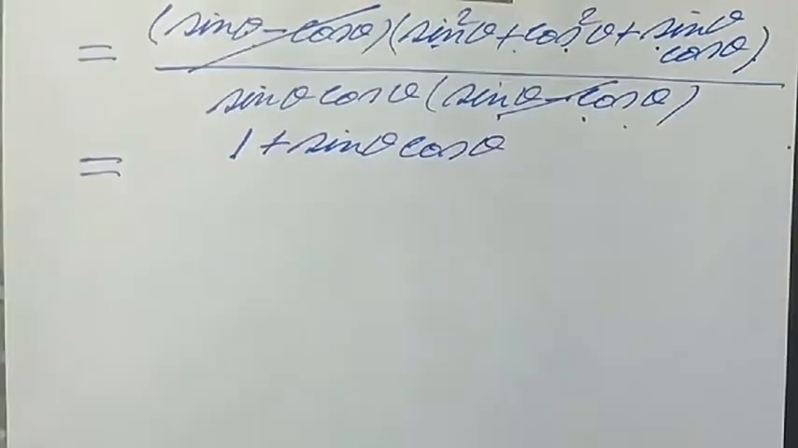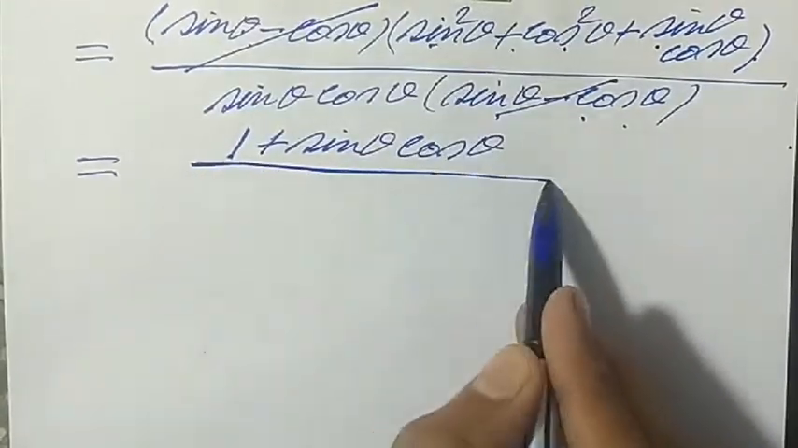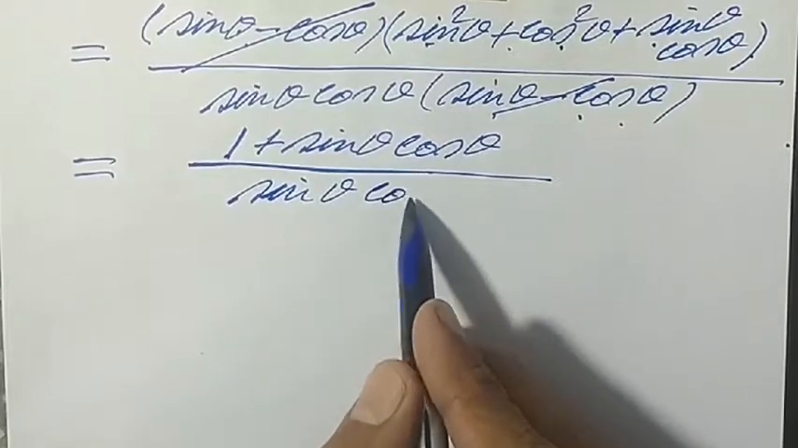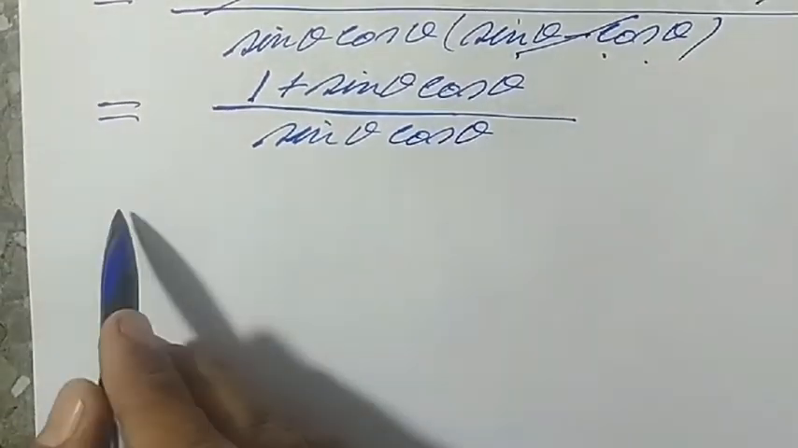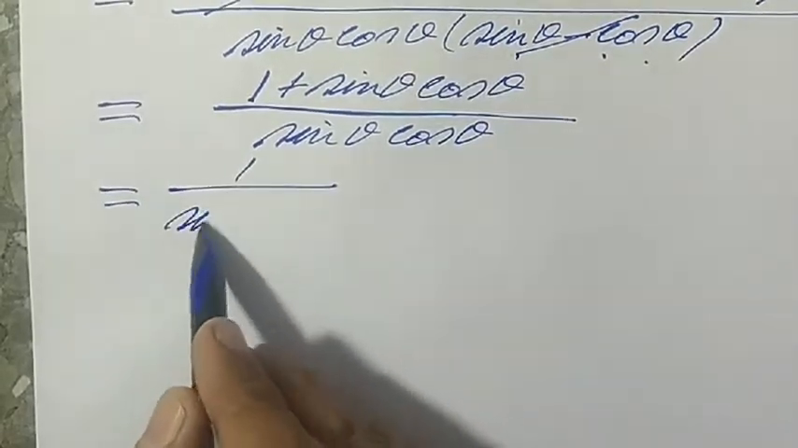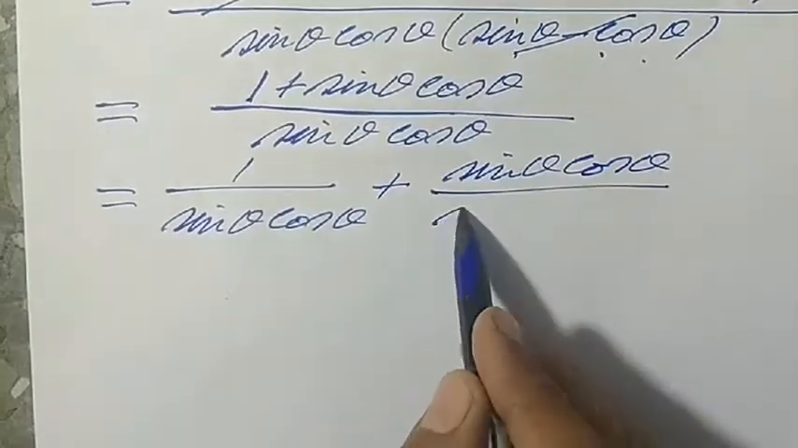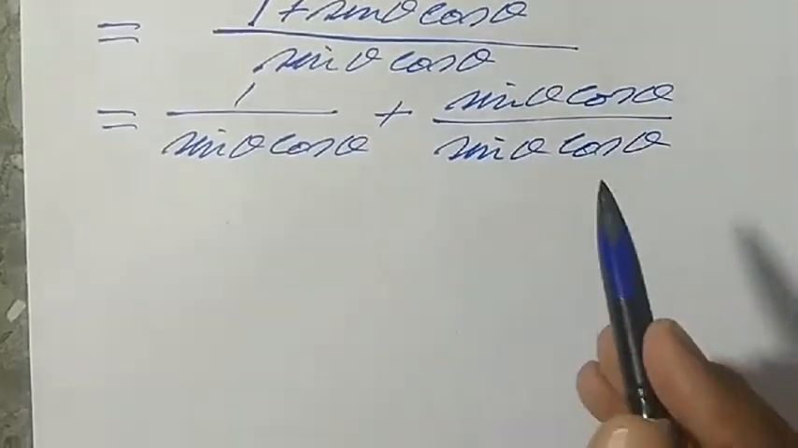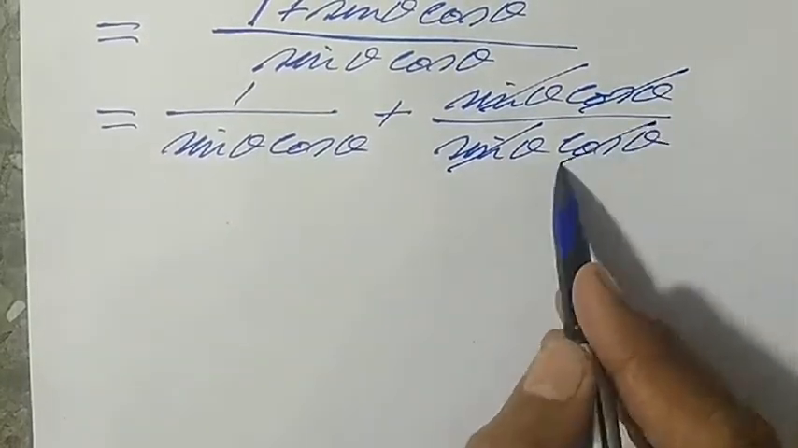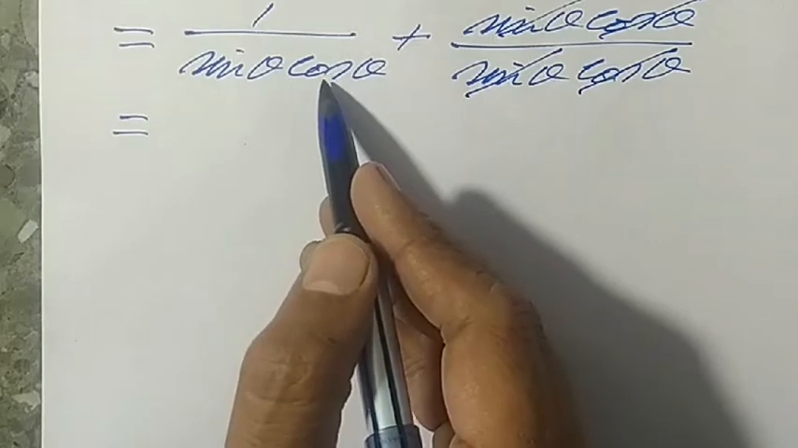So simply in the numerator we have 1 plus sine theta into cos theta, and in the denominator we have sine theta into cos theta. Now we may split these terms, so the sine theta will be cancelled by sine theta, and cos theta will be cancelled by cos theta in this term, and the reciprocal of sine is cosec and the reciprocal of cos is sec.